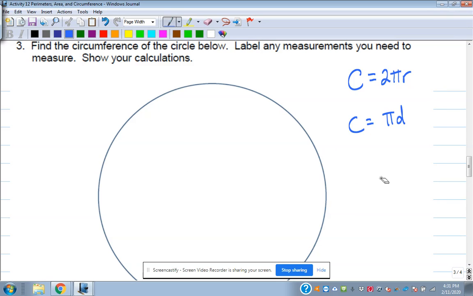So the best way to find the center is to take your ruler and drag it across the circle. Set the edge on the 0 mark of your ruler, and then try to find the widest spot.